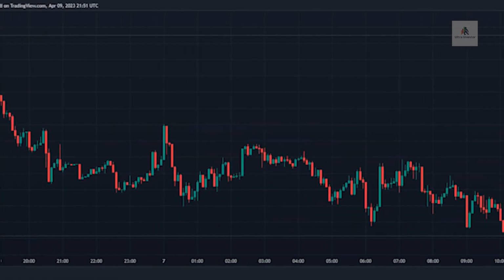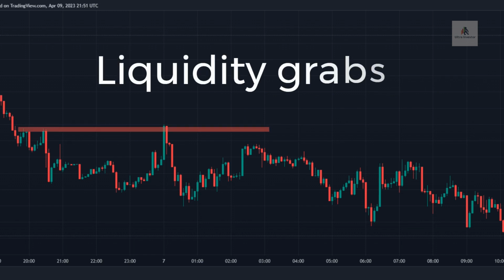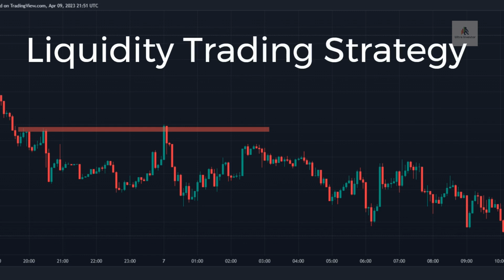In this video, we'll showcase the market movements that are identified as liquidity grabs and illustrate how you can integrate this concept into your trading chart. Furthermore, we'll unveil our essential liquidity trading strategy that follows particular entry and exit points based on rules.